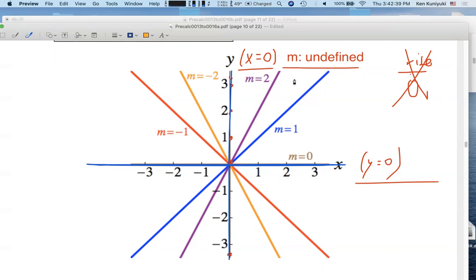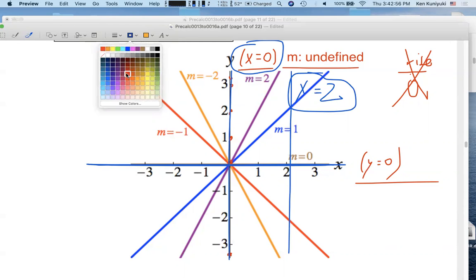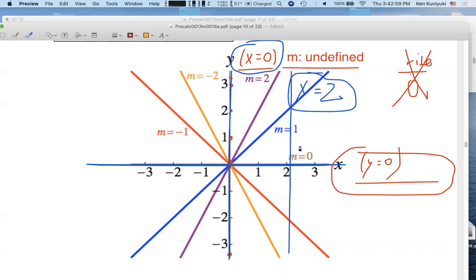So the graph of x equals 2 will be parallel to the graph of x equals 0. They're both going to be vertical lines. Likewise, the graph of y equals 0, the x-axis, is going to be parallel to the graph of y equals 2, which will be a horizontal line as well.